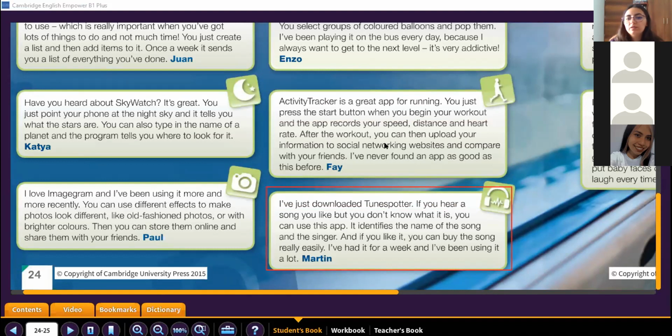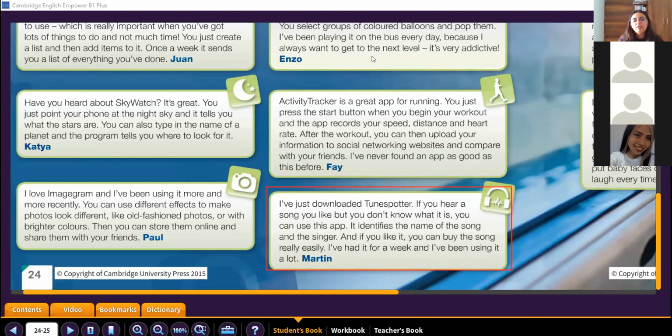Help me reading, please. I just downloaded TuneSpotter. If you hear a song you like but you don't know what it is, you can use this app. It identifies the name of the song and the singer. And if you like it, you can buy the song really easily. I've had it for a week and I've been using it a lot.